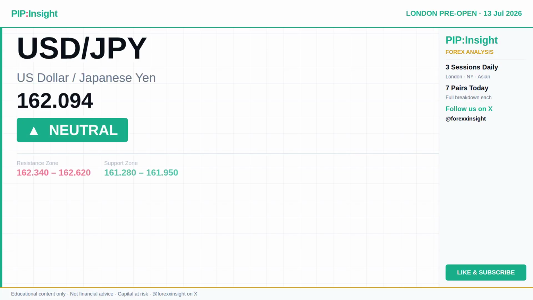Dollar Yen. The chart is showing tentative bullish structure on this session. The moving averages are fanning above price. Resistance is marked between 162.34 and 162.62. Support is marked between 161.28 and 161.95. Here is the full chart breakdown.